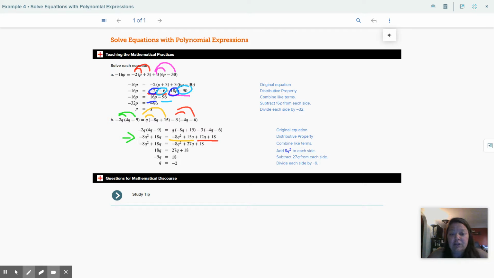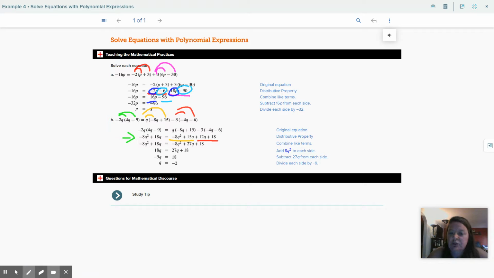Now we can combine our like terms. The negative 8q squared stays by itself. It does not have a like term, so you notice it just drops down. 15q and 12q becomes 27q, and 18 stays by itself as well. The next step is to add 8q squared to each side. So we're going to go ahead and do that. When you add negative 8q squared plus 8q squared, they cancel each other out. So we have 18q on the left and 27q plus 18 on the right.